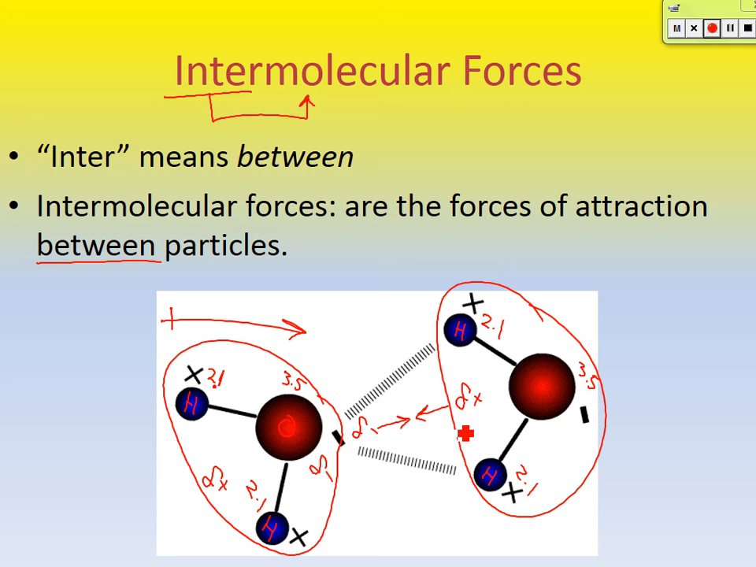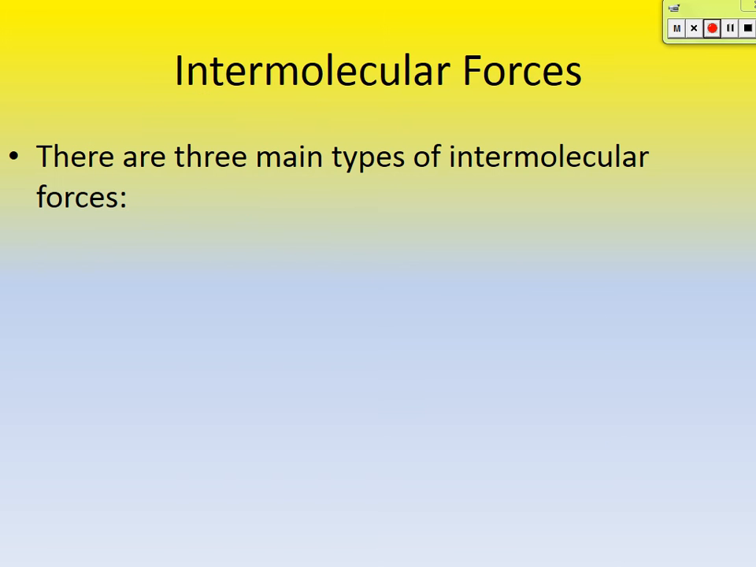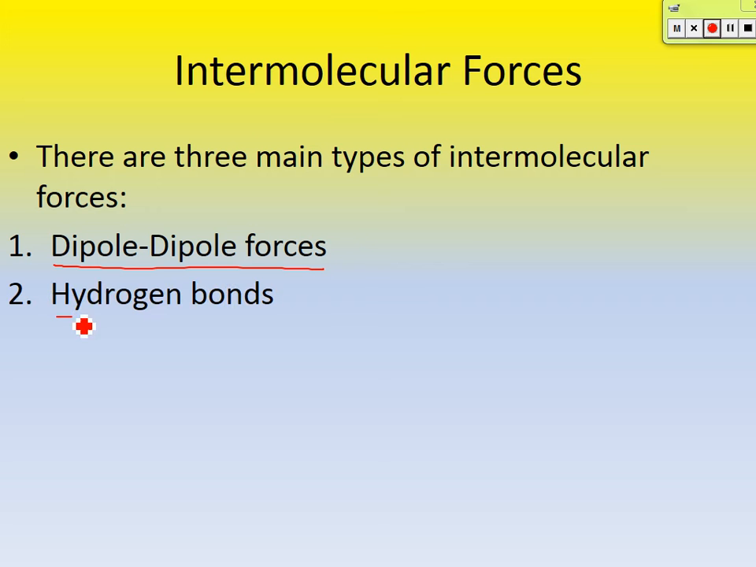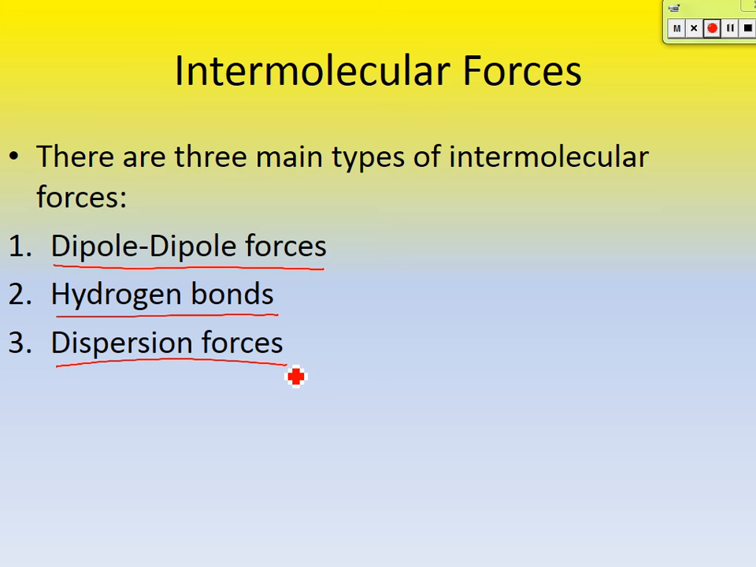There are a lot of different types of intermolecular forces, and that's what we're going to talk about. Okay, in fact, there are three main types of intermolecular forces. So let's go through them. The first one is called dipole-dipole forces. The second one that we're going to learn about today is called hydrogen bonds. And then we'll finish up learning about the last one, which is called dispersion forces.